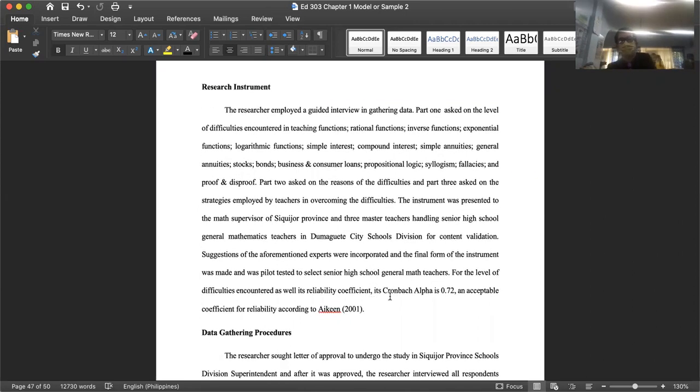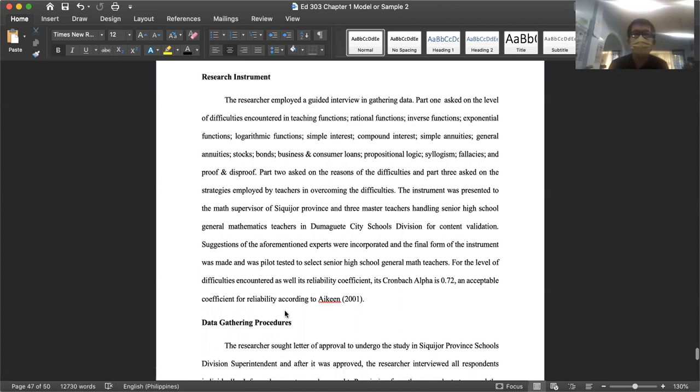And then, this is actually stated here. Have you read this one? For the level of difficulties encountered as well, its reliability coefficient, its Cronbach alpha, is 0.72, an acceptable coefficient for reliability according to ICANN 2001. Do you see that statement in the last sentence of the research instrument? Yes, sir. You can delete that one. When you write your research instrument, delete that one, because that one is only for a completed thesis.